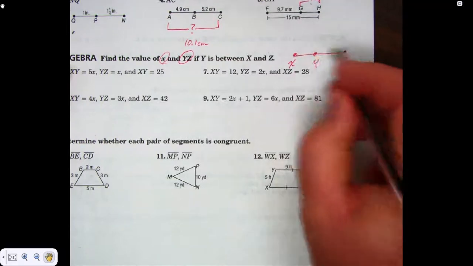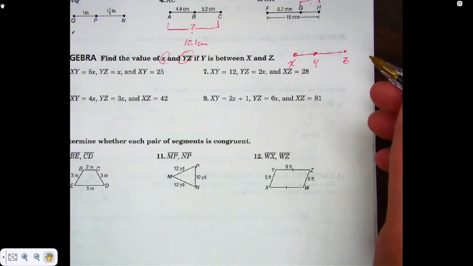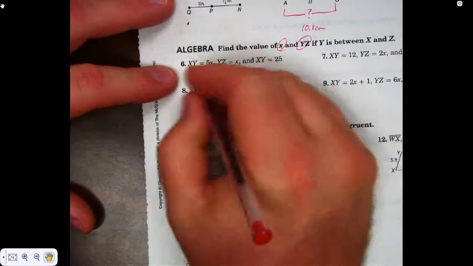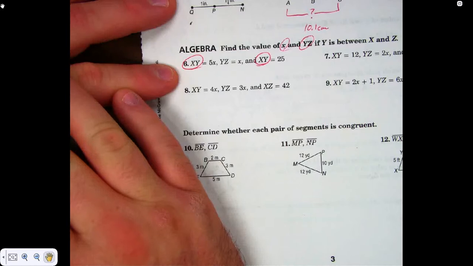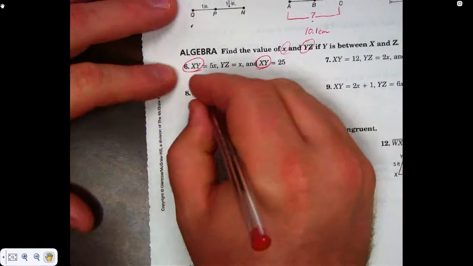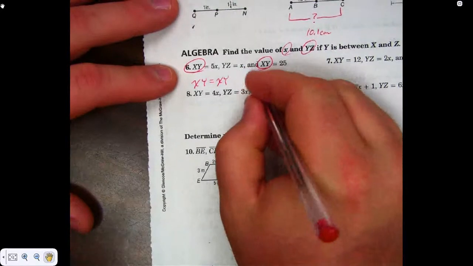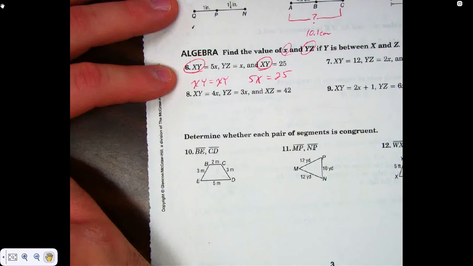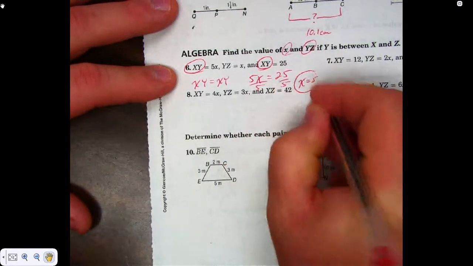Which one of these do you want me to do? Okay, they're trying to trick you here. XZ, or XY. XY is always equal to what? XY, isn't it? So if XY is 5x, and also 25, isn't 5x equal to 25? You actually don't need the picture for this one, do you? They're trying to trick you.